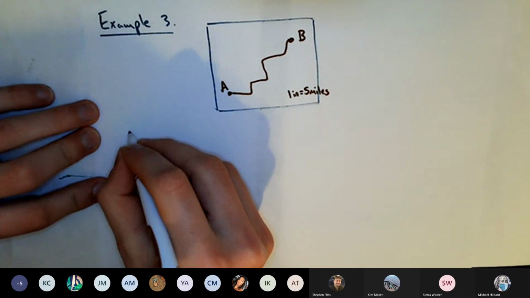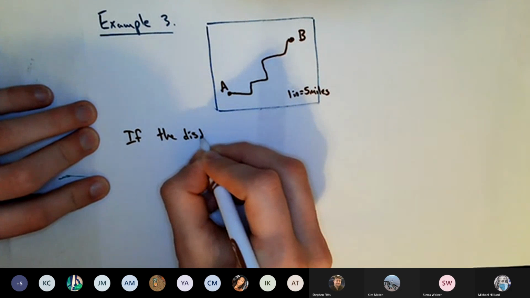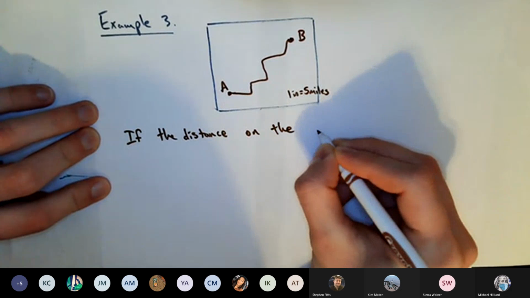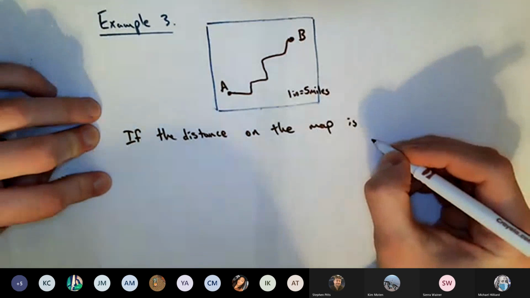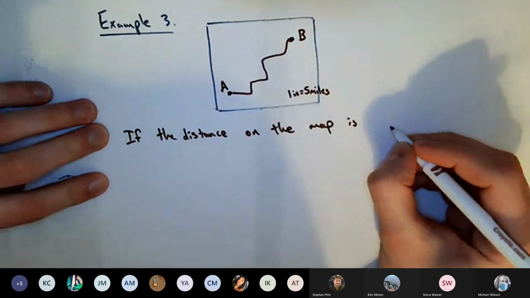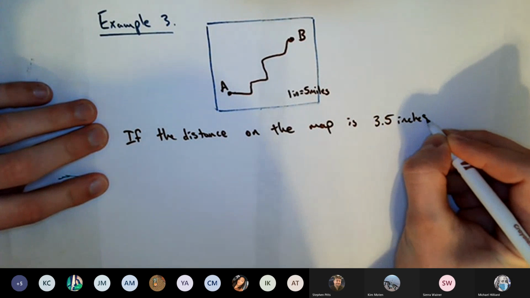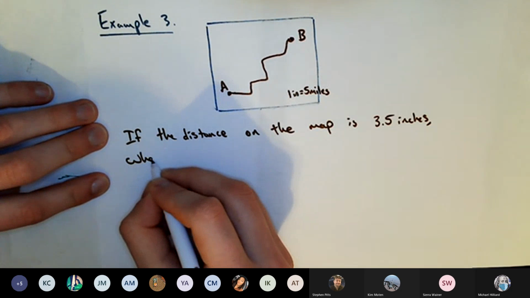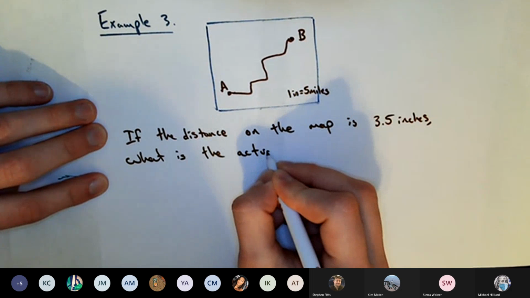So here's a question. If the distance on the map is, let's say, 3.5 inches, what is the actual distance between the points?